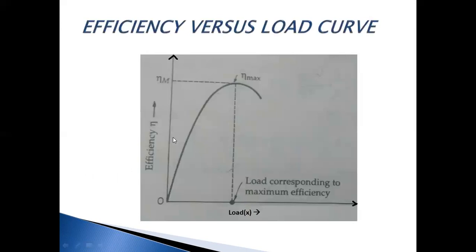So this is the efficiency versus load graph. This is the load along the x-axis. This is the efficiency. This is the maximum efficiency. And if I draw a perpendicular line onto the load axis, it gives the load corresponding to the maximum efficiency.